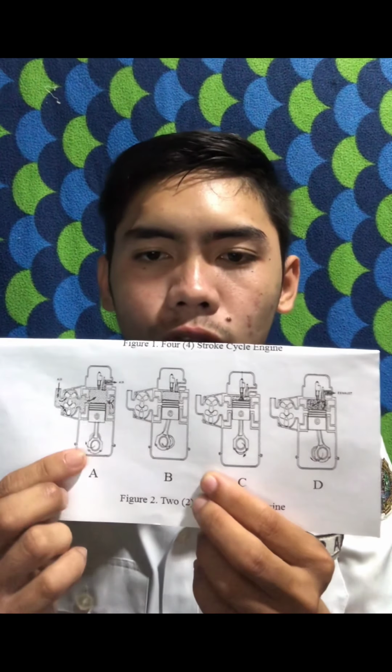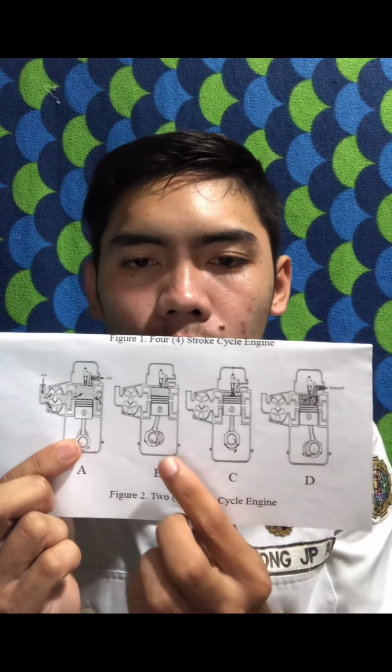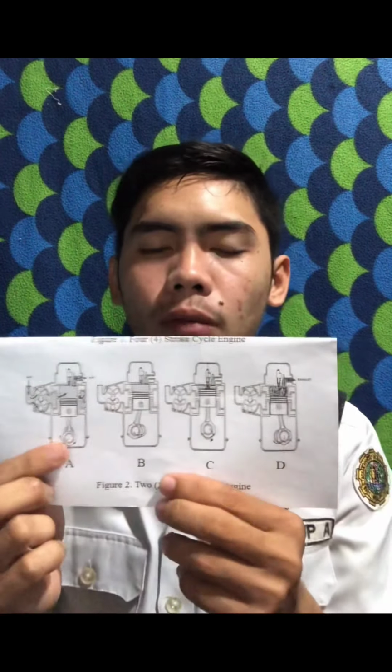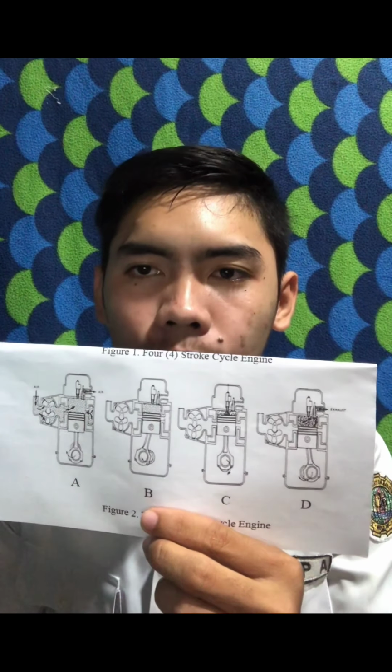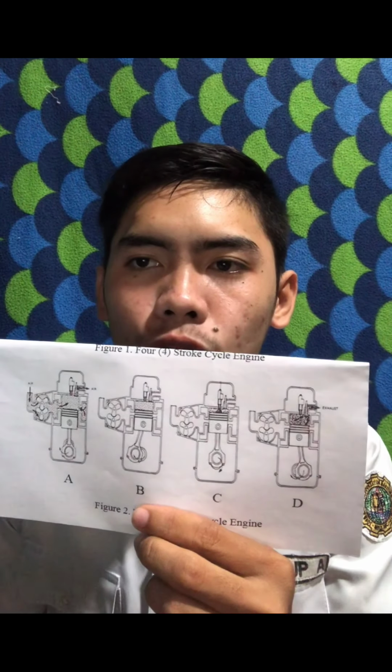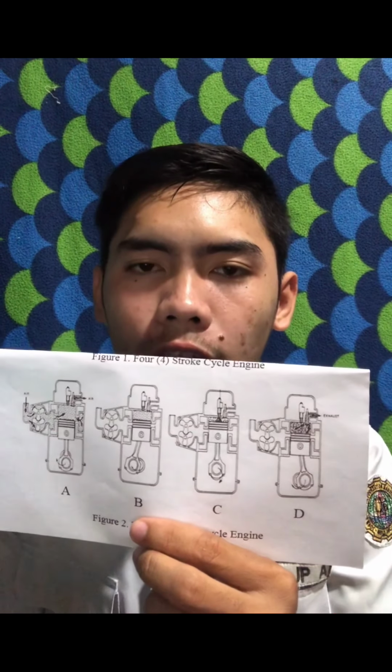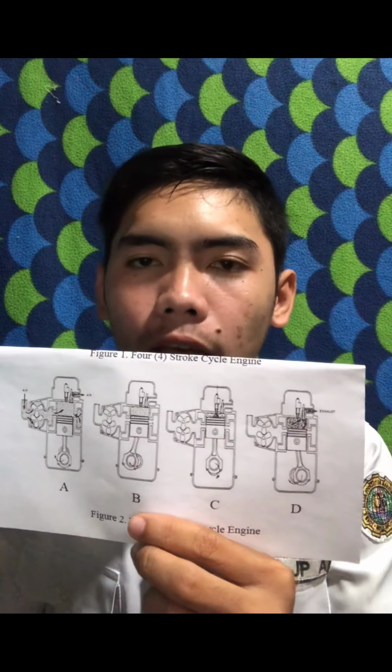Next is the 2-stroke. 2-stroke is the same as 4-stroke because 2-stroke has intake, compression, power, and exhaust. But a 2-stroke engine requires only 2 piston movements in order to generate power. The engine is able to produce power after 1 cycle because the exhaust and intake of gas occur simultaneously.